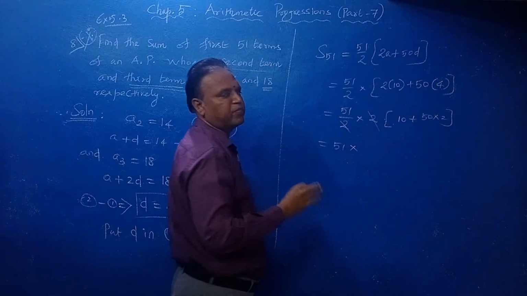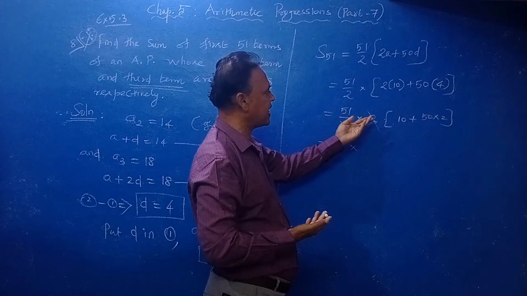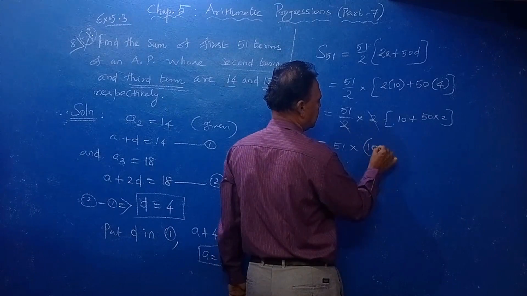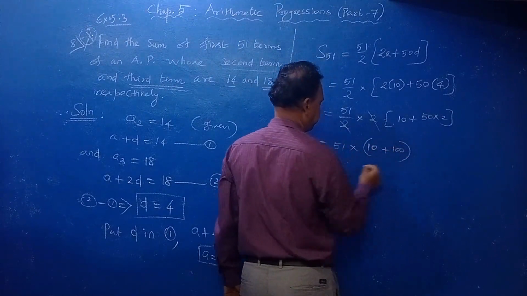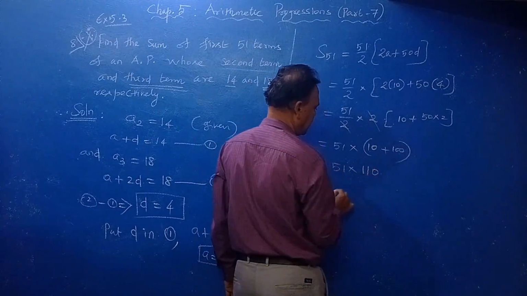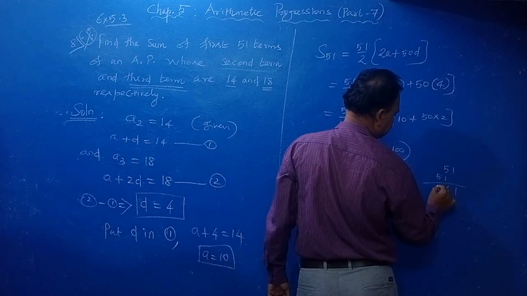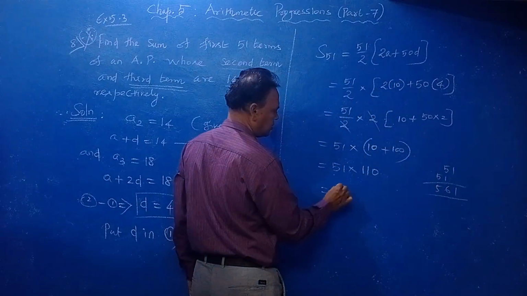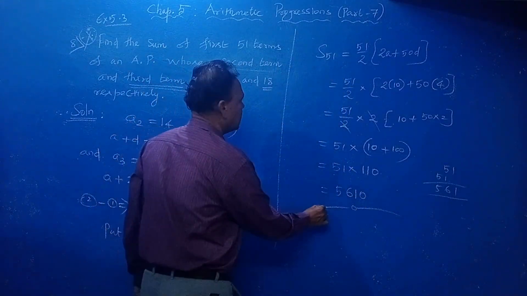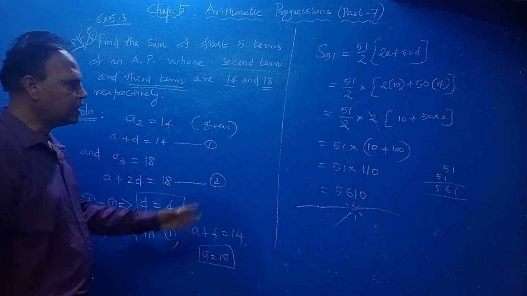10 plus 2 common means 50 into 2. In 4, 1, 2 you take common so that you can cancel easily. That is simplification. Okay. Simplification you have to learn: any common factor there, you take common and easily you can cancel, so multiplication will be simple. That is the method. 10 plus 100. So 51 into 110. So 11 into 51. Very simple. 51 write 2 times. Then 0 add. Last 0 add means 5,610 is the sum of 51 terms of the given AP. Clear? So easily we can calculate.